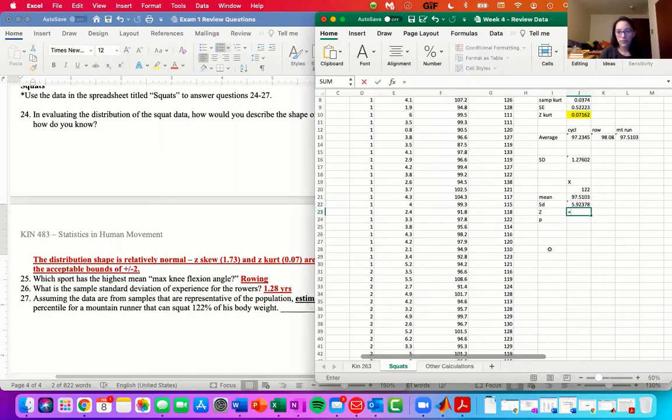Okay. Z-score I calculate. We've gone through this procedure already too, right? We would do the raw score minus the mean. Don't forget your parentheses because of order of operations, right? Divided by standard deviation.